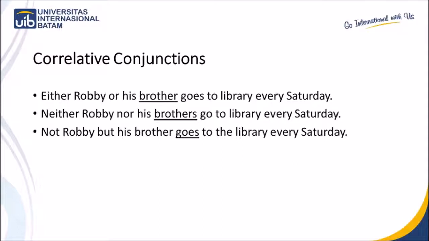And then next is correlative conjunctions. Examples of correlative conjunctions are either, or, neither, nor, not, but. When we use correlative conjunctions, the verb must agree with the closest subject. For example, either Robbie or his brother goes to library every Saturday. We use verb 1 plus es there because the closest subject with the verb is brother, which is a singular noun. Next, neither Robbie nor his brothers go to library every Saturday. We use verb 1 because brothers is the closest subject with the verb.